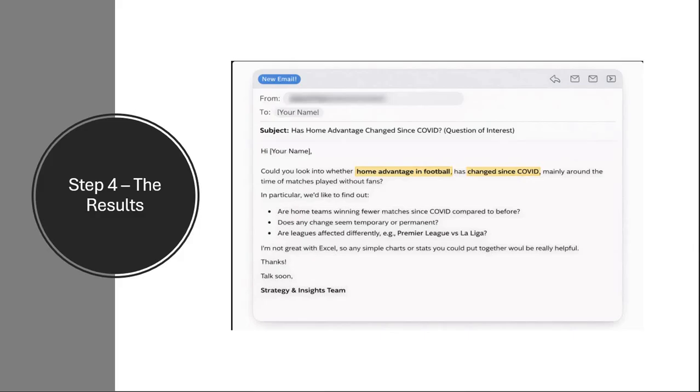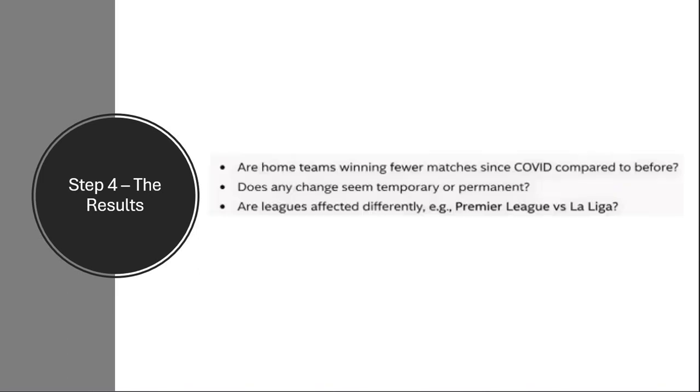Simply all we've done is look at the 3 questions that we were asked. Are home teams winning fewer matches since COVID compared to before? Does any change seem temporary or permanent? And are leagues affected differently? I think we've answered all 3 of those questions with the graphics we made, and they aren't too difficult to understand, and we can probably answer them without even saying a single word.